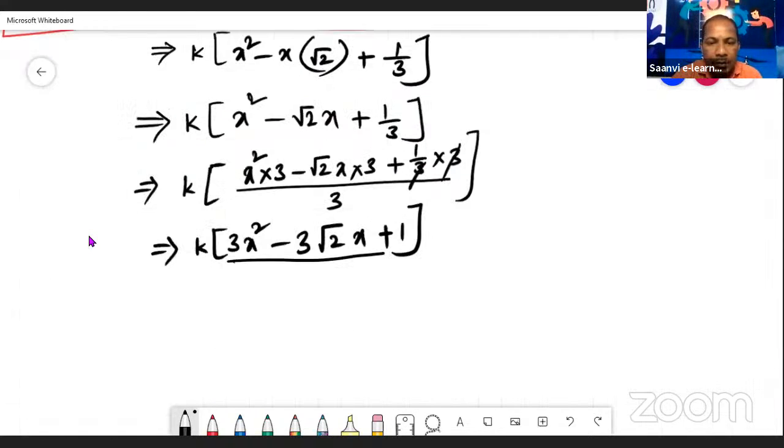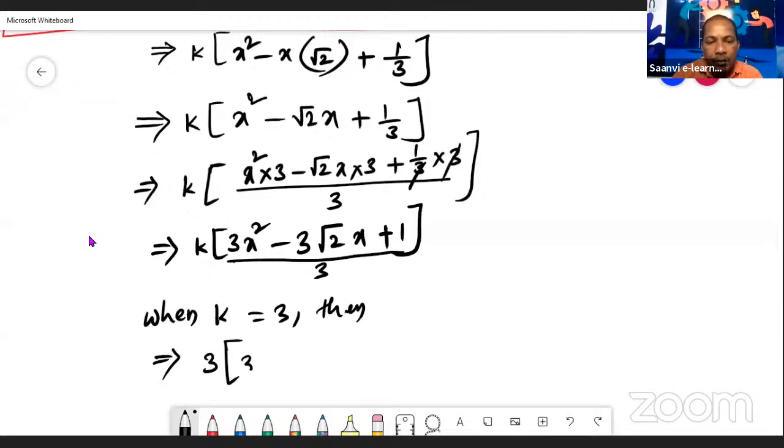So by 3. See, in the previous question, as there was denominator 4, we took the k value as 4, but here denominator 3 is there, no? So we should take the k value as 3. Okay. When k is equal to 3, then for the required quadratic polynomial, in the place of k we have to write 3. So 3 of 3x square minus 3 root 2x plus 1 by 3.